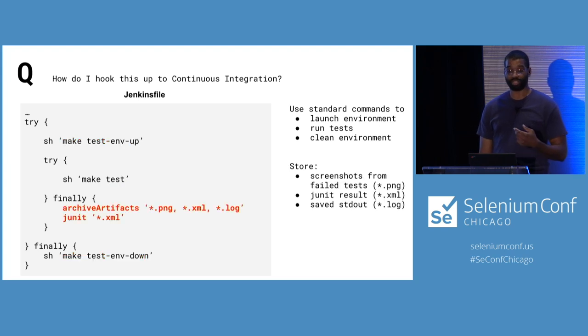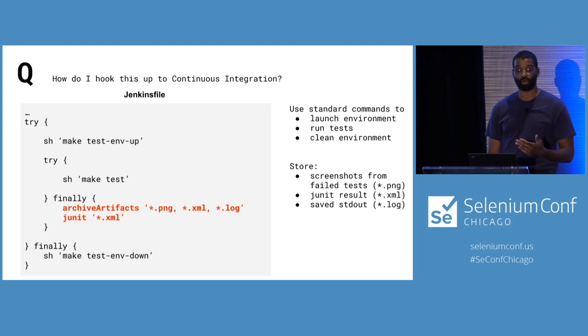A lot of continuous integration systems have the ability to store results, so you'll probably want to save all the screenshots, all of the results.xml files, and all of the log files. In Jenkins, there's a plugin called JUnit plugin. With the JUnit plugin, you can hand it a JUnit style XML file with test results, and it will display it for you inside of your build. So you can easily tell which tests failed, which tests passed, and all the timing information for those tests.